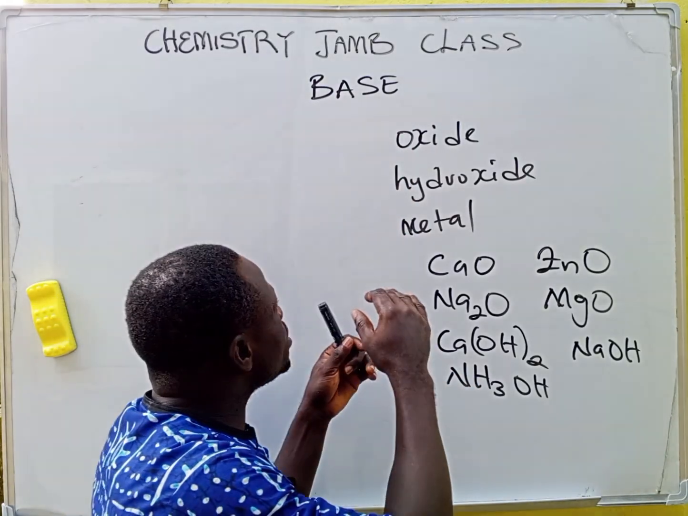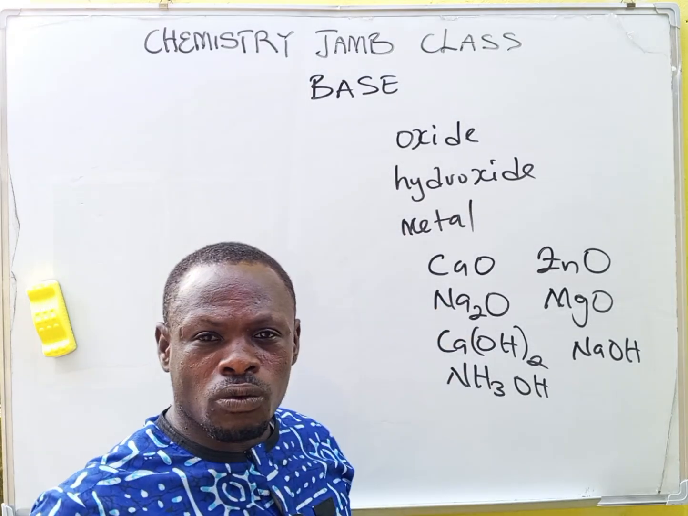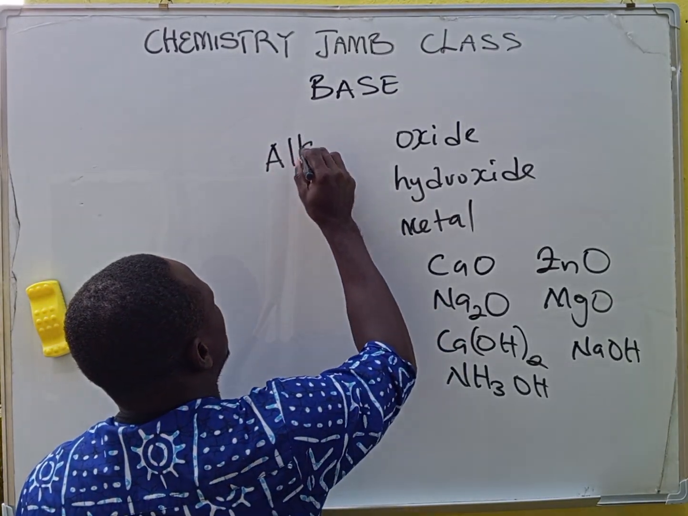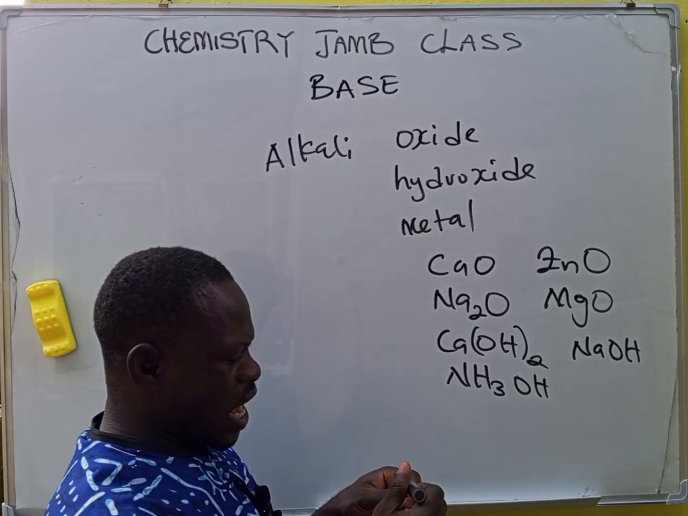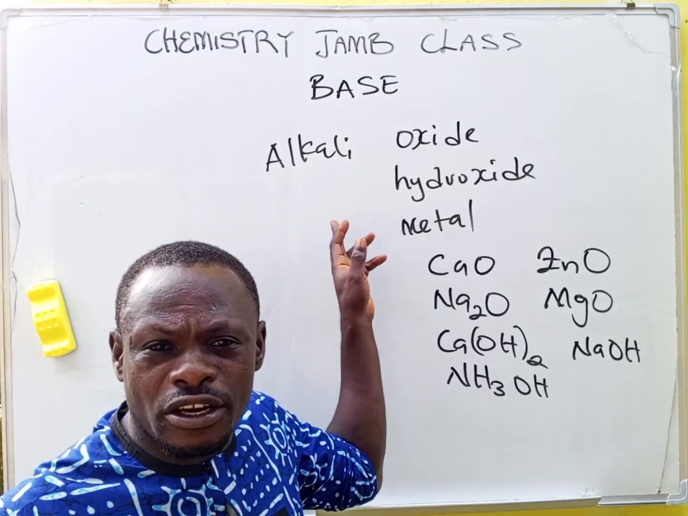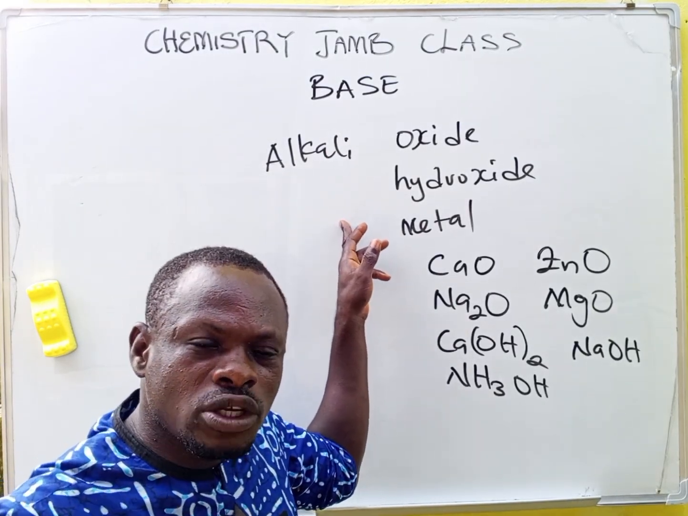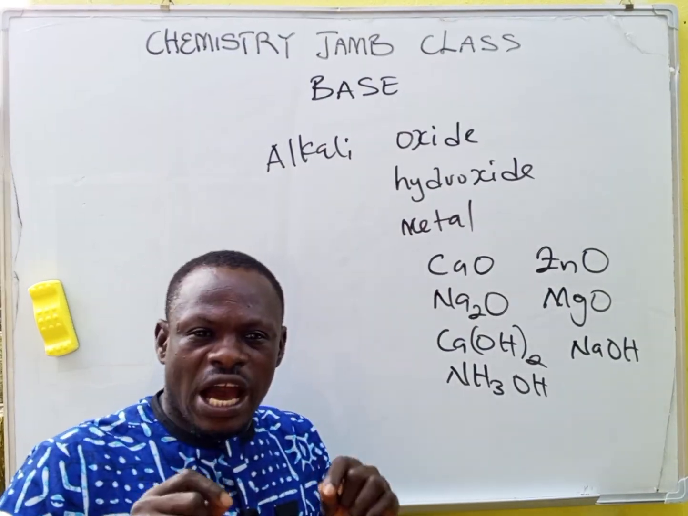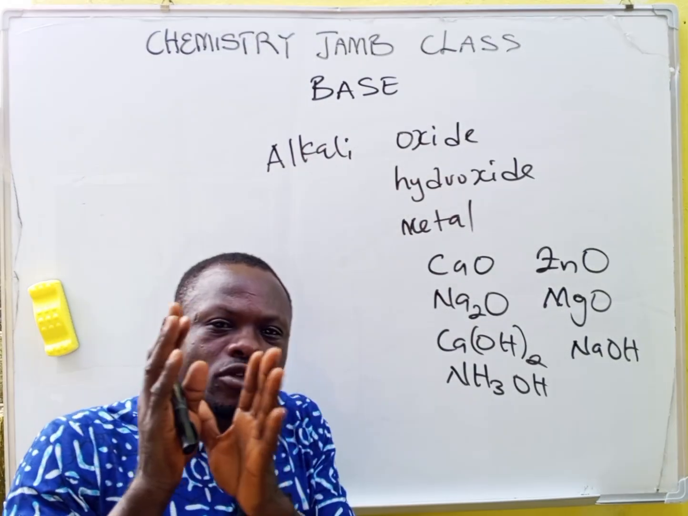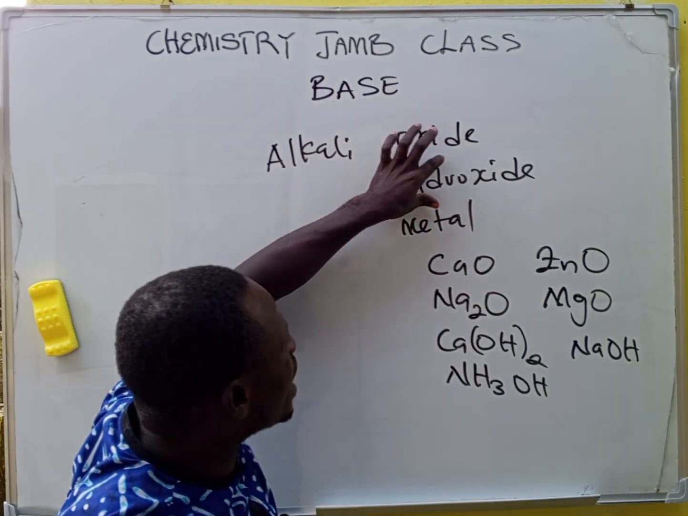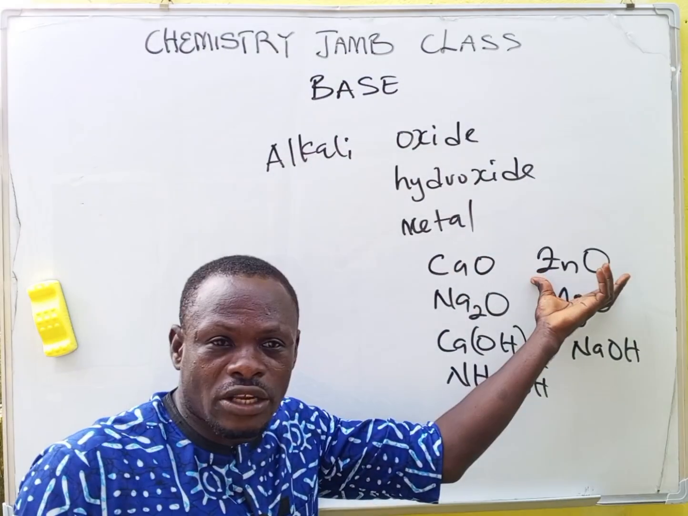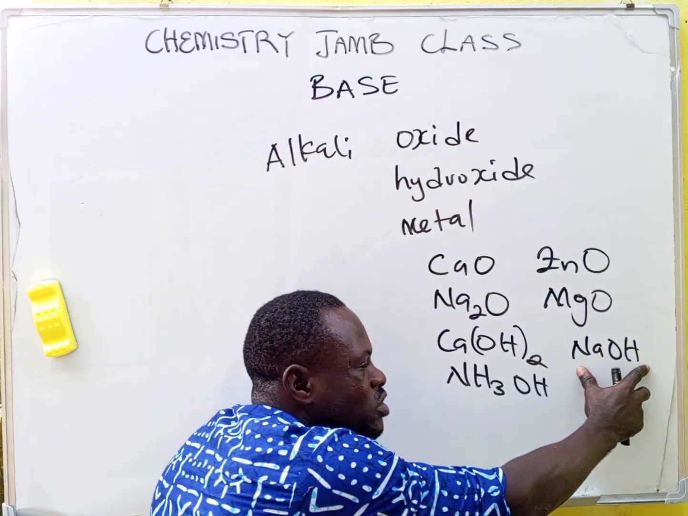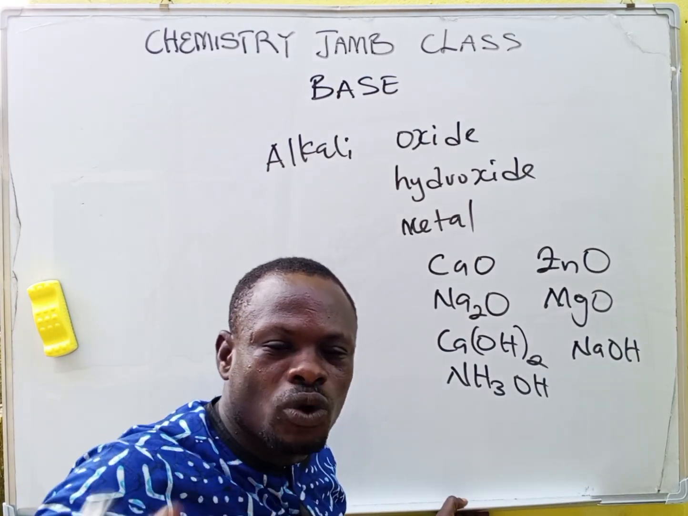Now this base, there is what we call alkali. Now, alkali is a basic hydroxide that is soluble in water. Any basic hydroxide that is soluble in water is an alkali. Basic hydroxide must be hydroxide, not basic oxide. Basic hydroxide, like this one, that is soluble in water.